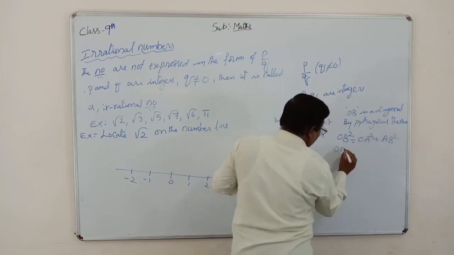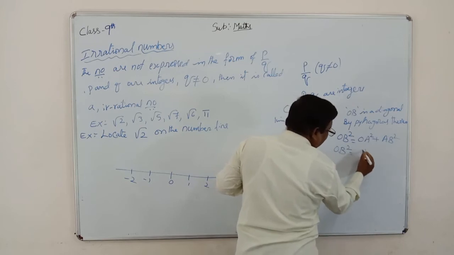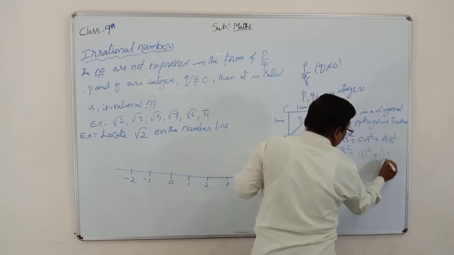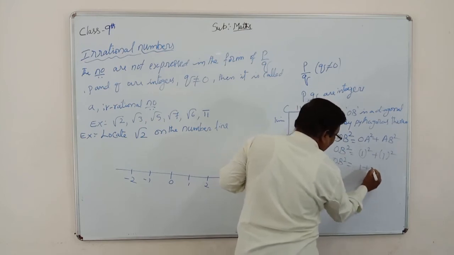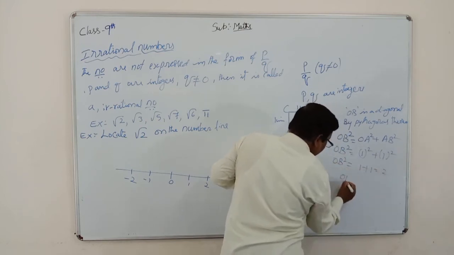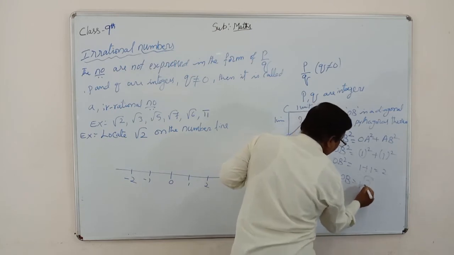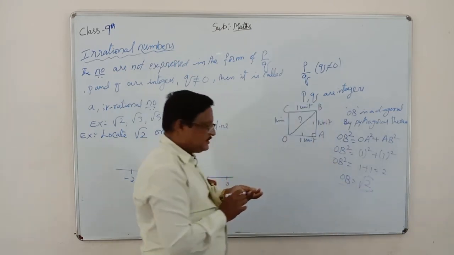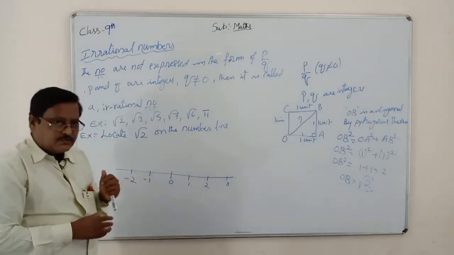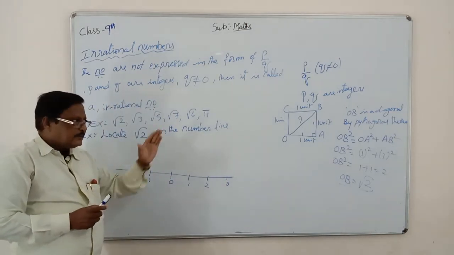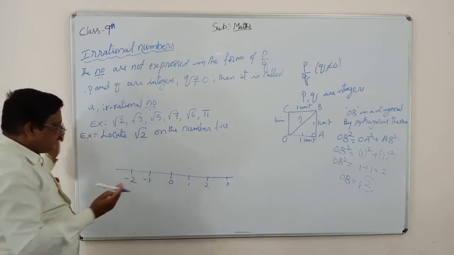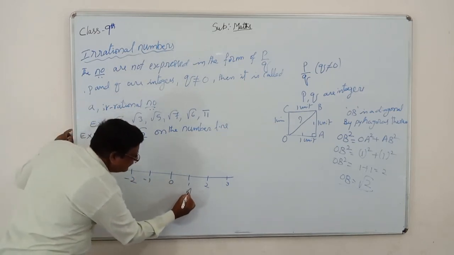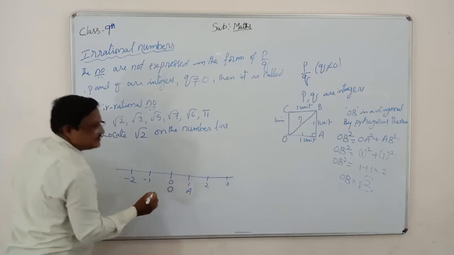OB square is equal to 1 square plus 1 square, which is 1 plus 1 is equal to 2. OB is equal to square root of 2. This is the value of the square root. Now, to locate the square root of 2 on the number line, you see here, this is O, this is A. This 0 is nothing but O, this is A.